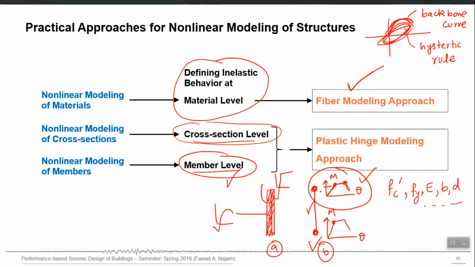Obviously we will go into detail of these two approaches, the fiber modeling approach and the plastic hinge approach. They are parallel approaches. Obviously in the same computer model you can decide that the shear wall I can model using the fiber approach, and beams I can model using the plastic hinge approach. You can do that, but it's not that you will be using the fiber and hinge approach together for the same element, right? They are parallel nonlinear modeling approaches.